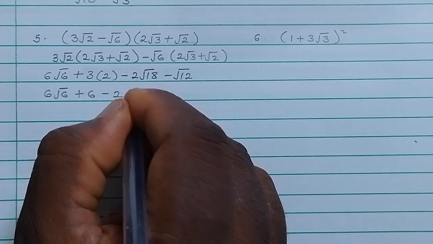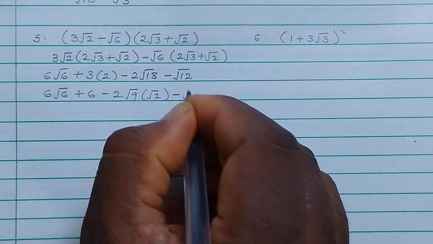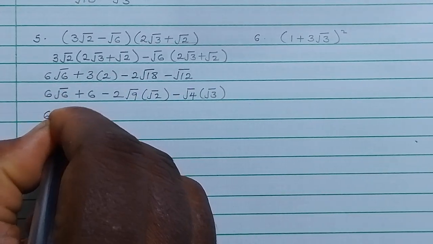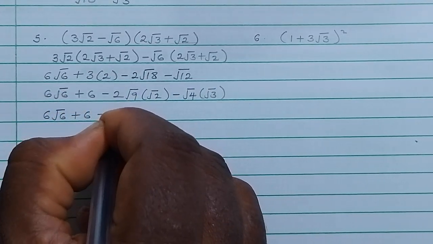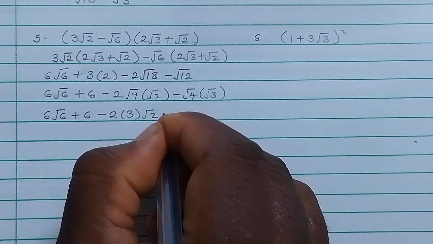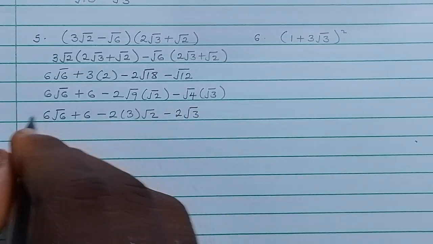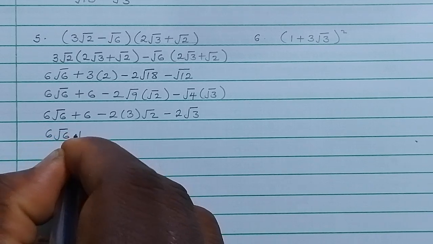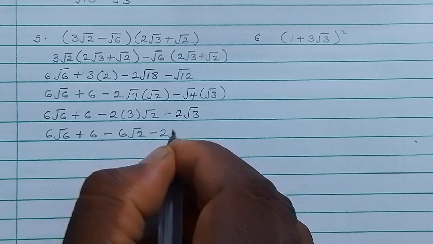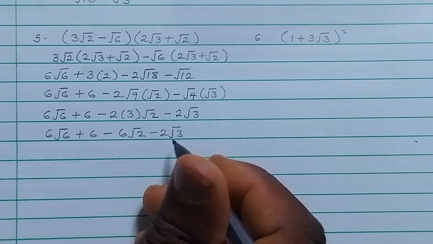Root 18 is root 9 multiplied by root 2. Root 12 is root 4 multiplied by root 3. So this is 6 root 6 plus 6 minus 2 multiplied by 3 root 2. Root 9 is 3 minus 4, root 4 is 2, root 3. So we have 6 root 6 plus 6 minus 6 root 2 minus 2 root 3. We don't have any similar surds, so we'll leave the result like this.